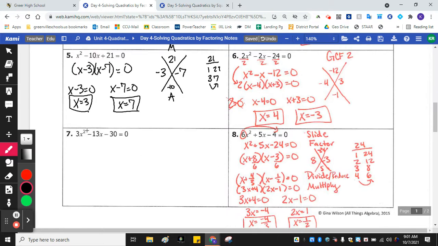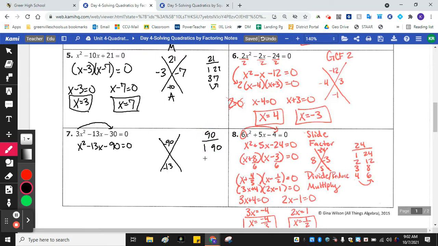Greatest common factor, 3, no, 30 has 3, but this doesn't, so we can't do that. So this is my slide. This is what people had the most trouble with on the quiz. Slide my 3 to my 30 and get 90. Nobody had any trouble doing that. 90 and negative 13. Careful with your signs. Negative 90 and negative 13.